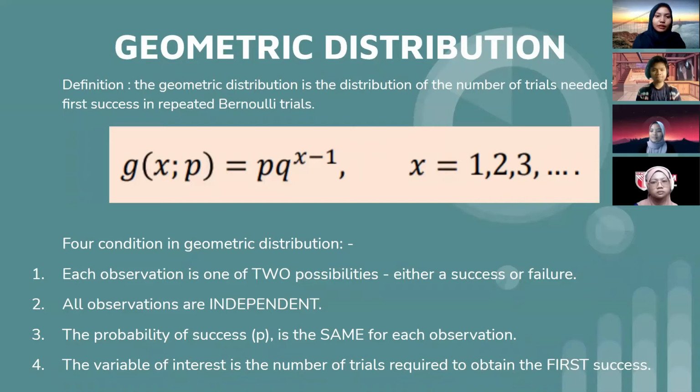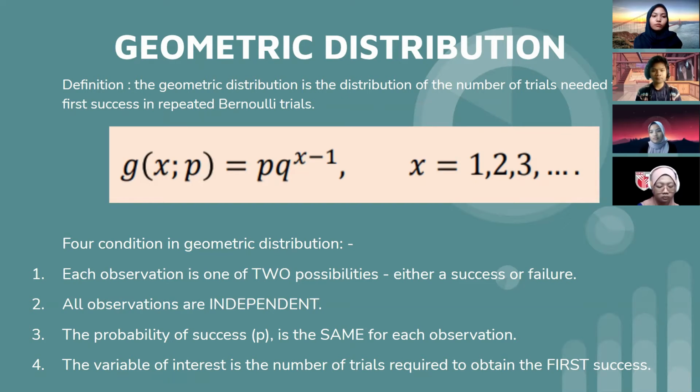So I will explain about geometric distribution. The definition is geometric distribution is the number of trials needed to get the first success in repeated Bernoulli trials. So from this equation, G(X) equals P, where X is the number of trials and P is the probability of success, times Q, the probability of failure, to the power of the number of trials minus 1.